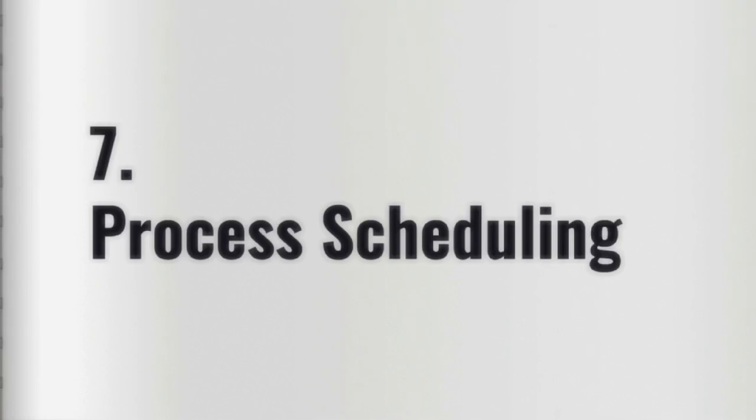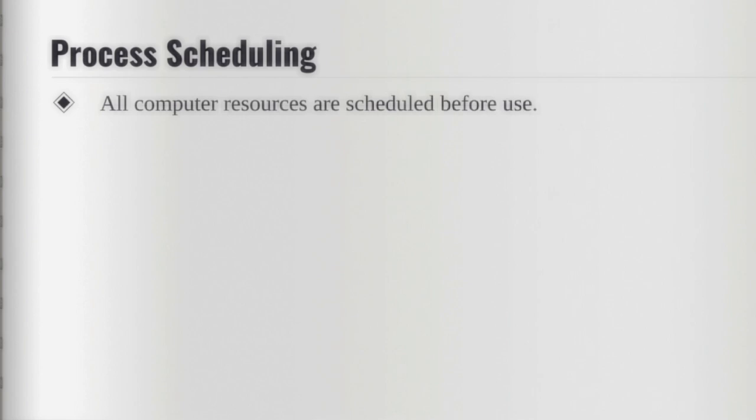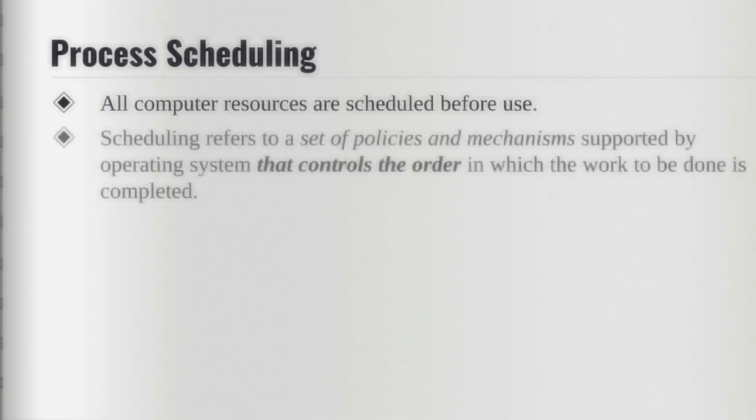Hello everyone, in this video we are going to talk about process scheduling. So all computer resources are scheduled before use. Scheduling refers to a set of policies and mechanisms supported by the operating system that controls the order in which the work to be done is completed.